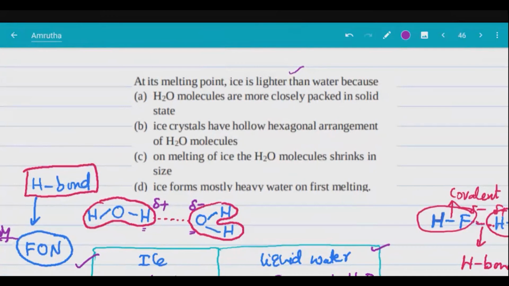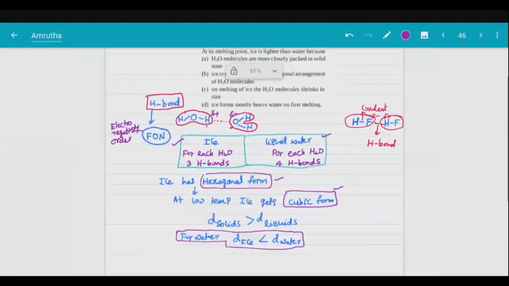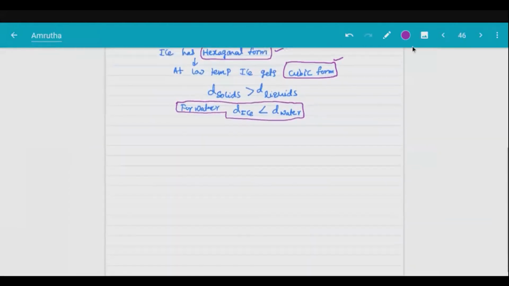Acha, how does liquid water have 4 hydrogen bonds? I'll explain. One of the students is asking, sir, how is it showing 4 hydrogen bonds? I'll discuss this. See this, look at this. This is water, okay? And there is a hydrogen bond here in liquid state.